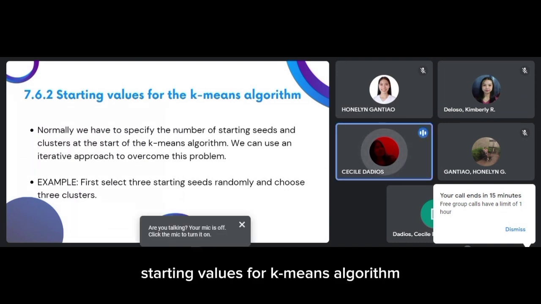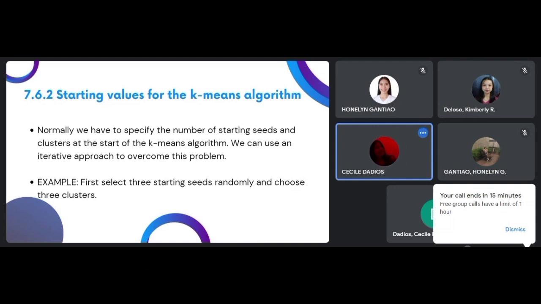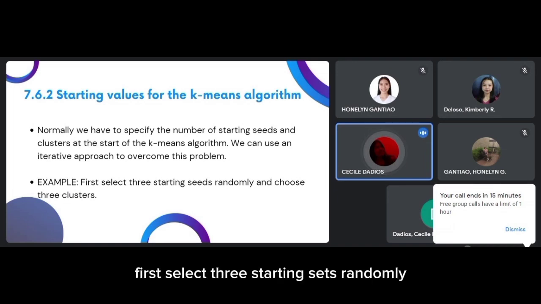Starting values for K-means algorithm. Normally, we have to specify the number of starting seeds and clusters at the start of the K-means algorithm. We can use an iterative approach to overcome this problem. For example, first select three starting sets randomly and choose three clusters.